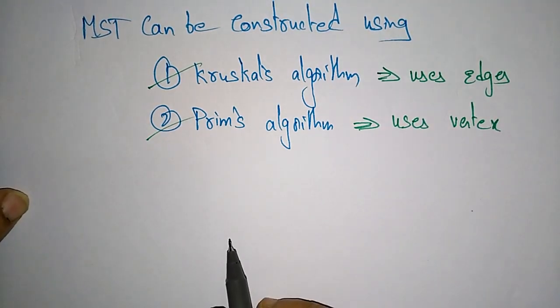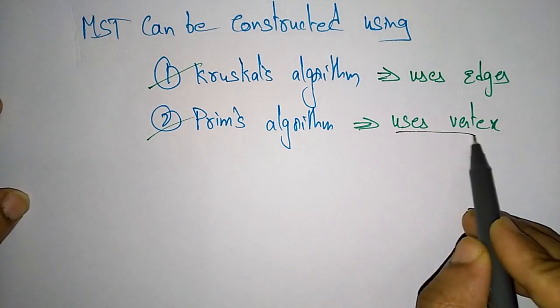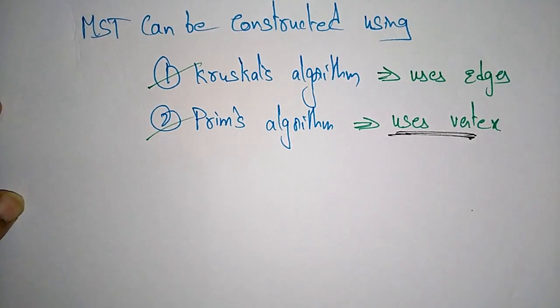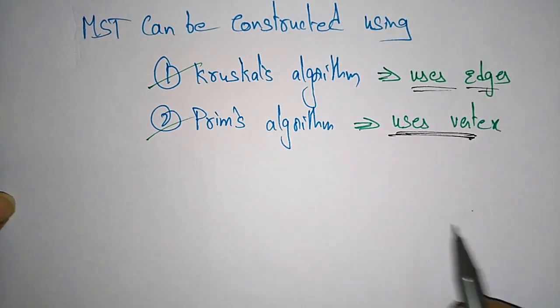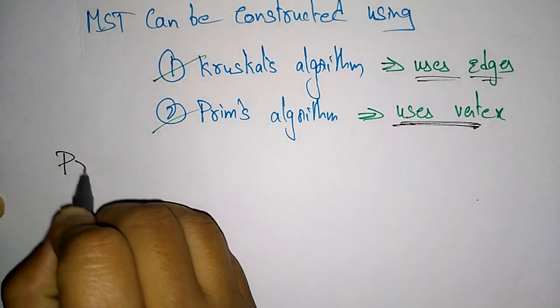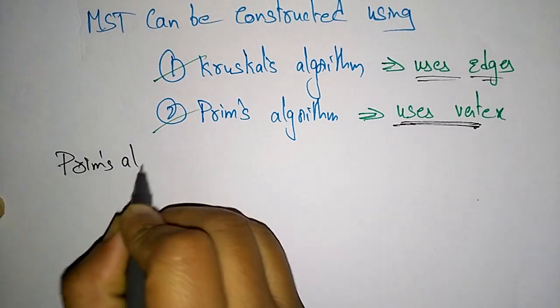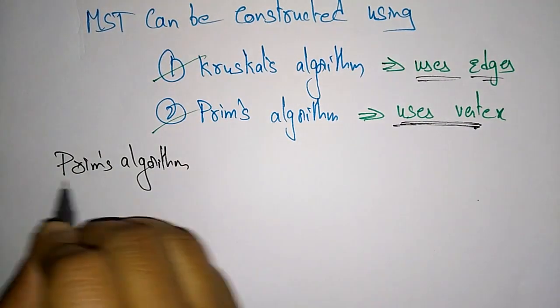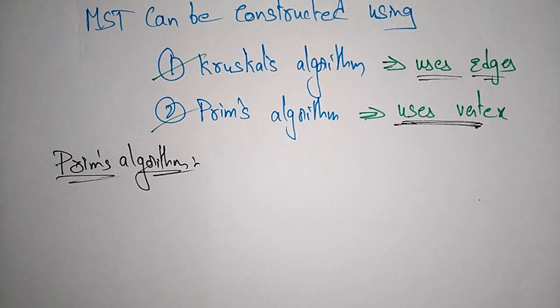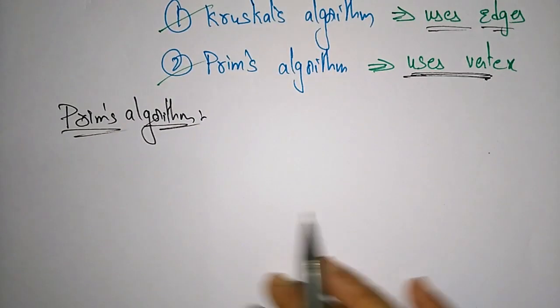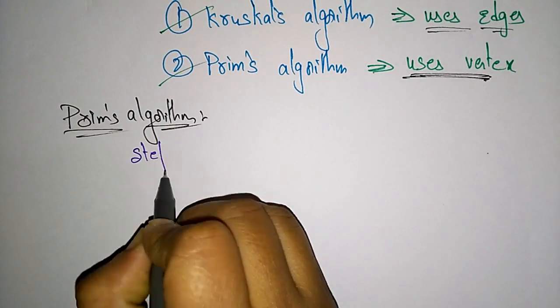The main thing you have to note is that Prim's algorithm uses only vertices, means based on the vertex we are deciding a path, that is a spanning tree. And Kruskal's algorithm uses edges. Now let us see Prim's algorithm first. Prim's algorithm is mainly used to find the minimum spanning tree. Whether you take Kruskal's or Prim's, the main aim is to find the minimum spanning tree. Now let me write the algorithm for Prim's algorithm.